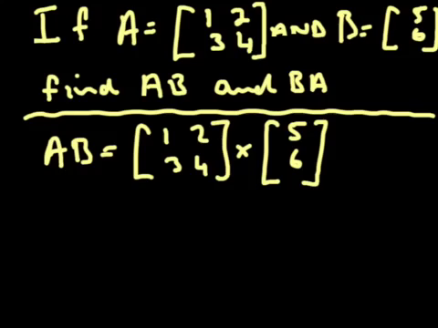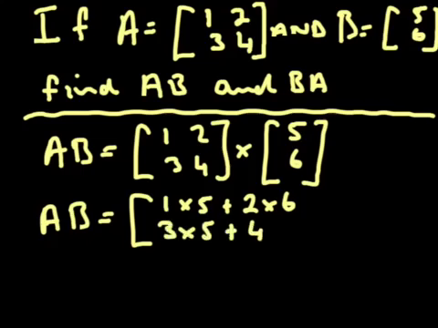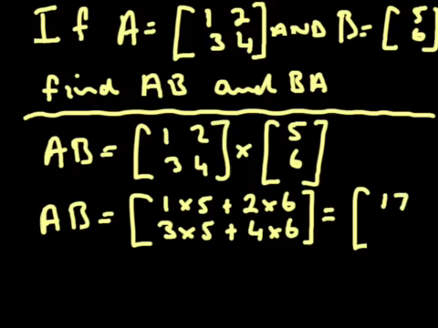Okay, here we go. So AB equals 1 times 5, I'll put in the working out just for this example maybe, 1 times 5 plus 2 times 6. And then the next row is 3 times 5 plus 4 times 6. Okay, and tidying that up, we get 5 plus 12 is 17, and 15 plus 24 is 39, and that's our answer there. Okay, quite a straightforward example, that one.